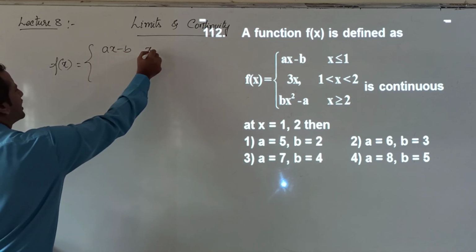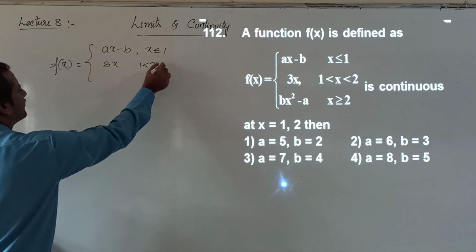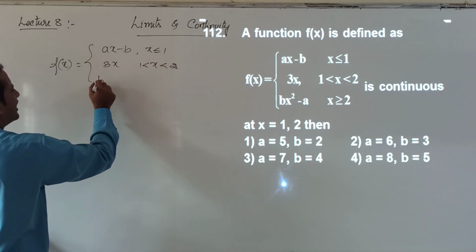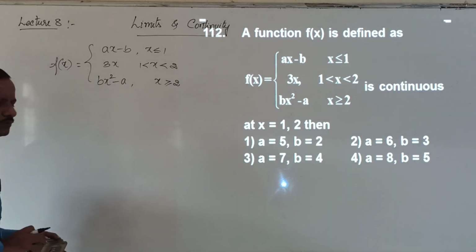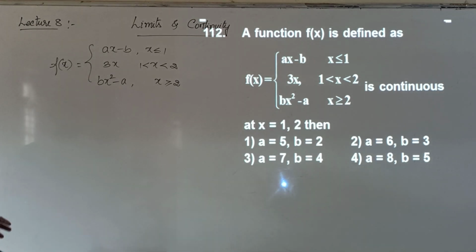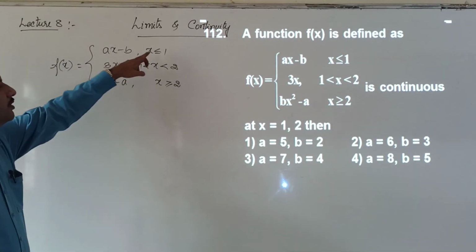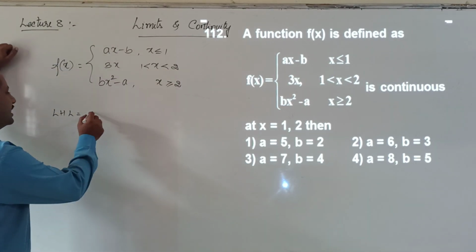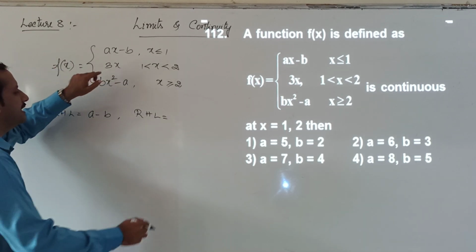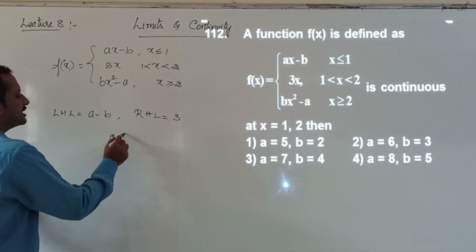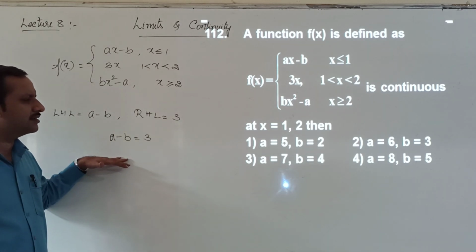Ax minus b when x is less than or equal to 1, 3x if x is between 1 and 2, and bx square minus a when x is greater than or equal to 2. So first I will take continuity at x equal to 1. The left hand limit will be, put x equal to 1 here, we get a minus b. Right hand limit, put x equal to 1 in this, we get 3. Since it is continuous at x equal to 1, I can directly write a minus b is equal to 3.